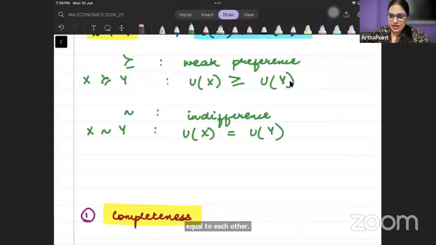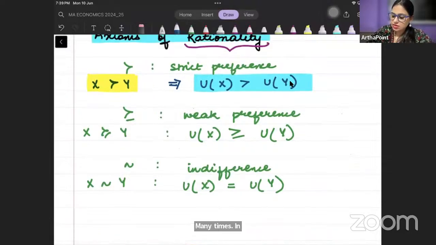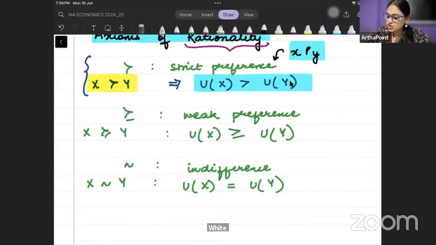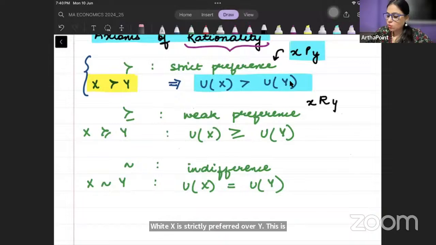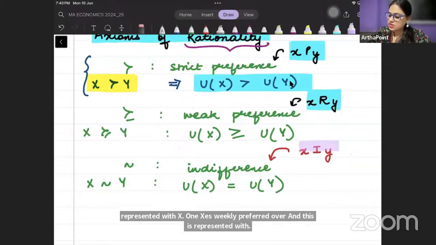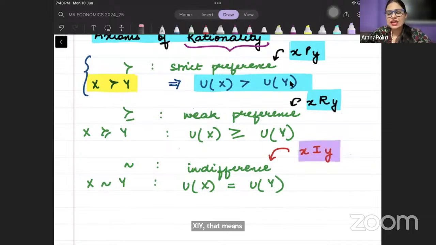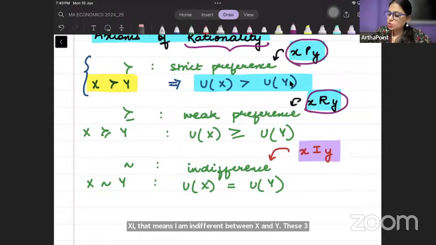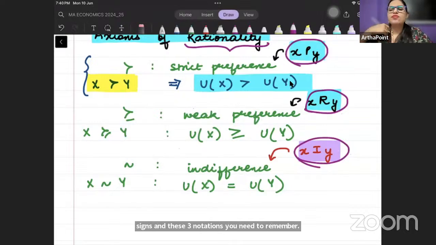Many times in exams, this is represented with X P Y: X is strictly preferred over Y. This is represented with X R Y: X is weakly preferred over Y. And this is represented with X I Y: I am indifferent between X and Y. These three signs and these three notations you need to remember because they will be used very, very often in exams.